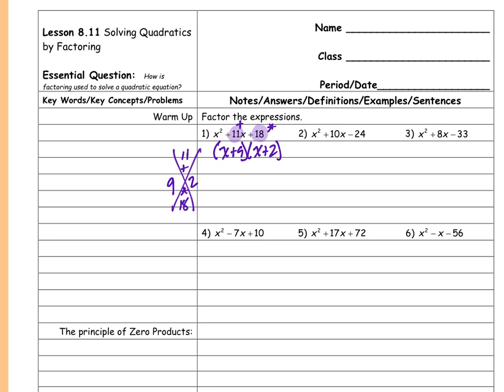Yes, Kaitlyn? Wait, does it have to be x plus 9 first? I mean, like the way you said it, or can it be any way? You mean I could write it this way, as x plus 2 times x plus 9. Either way is correct. Is that what you were asking? Yeah, I was just making sure. Yeah, because remember, it doesn't matter what order you multiply things in, right? 2 times 3 is the same as 3 times 2, and that's multiplication, so it doesn't matter which way you put it. Okay? All right.